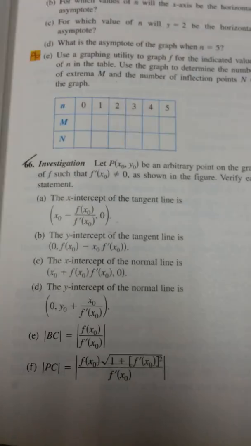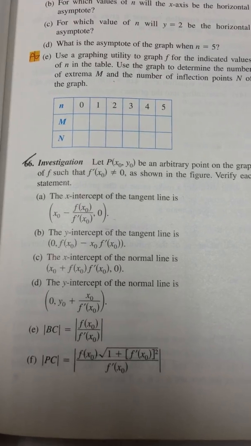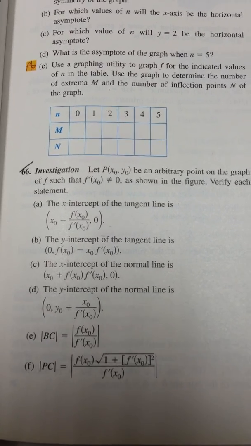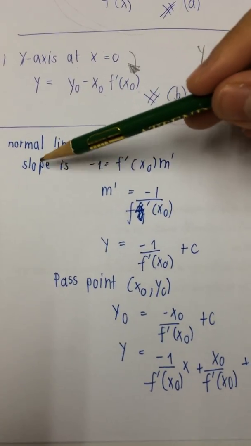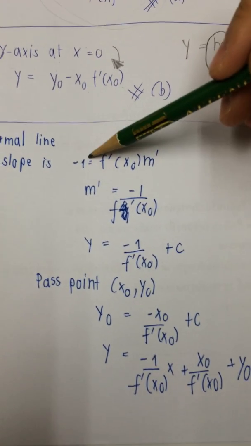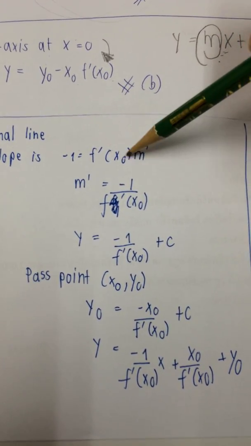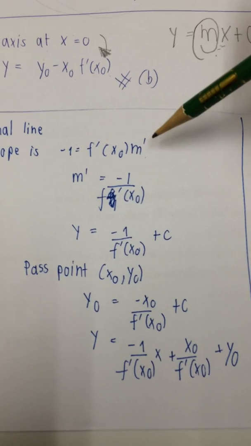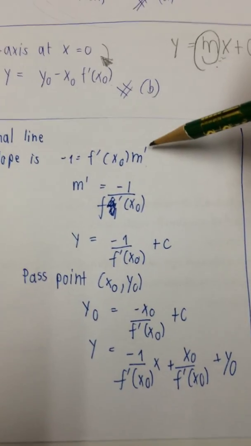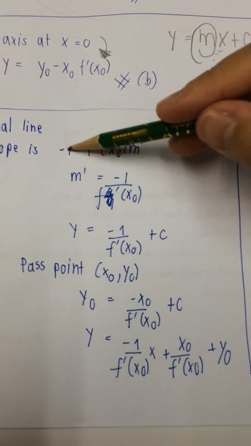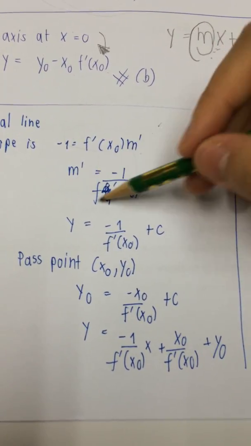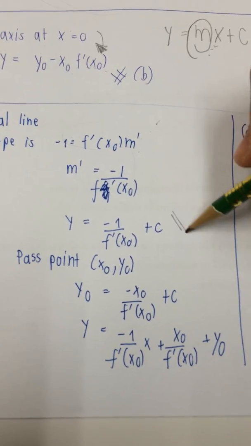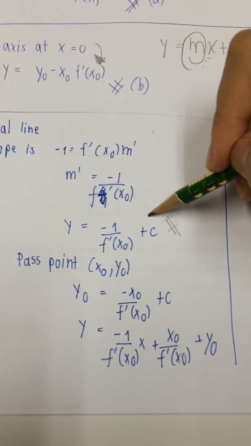So now let's look at question C. The x-intercept of the normal line. So when we look at the normal line, we need to know that its slope is minus 1 over f'(x0), right? And you just simply solve this equation by simplifying it, and then you get this form of equation, right?